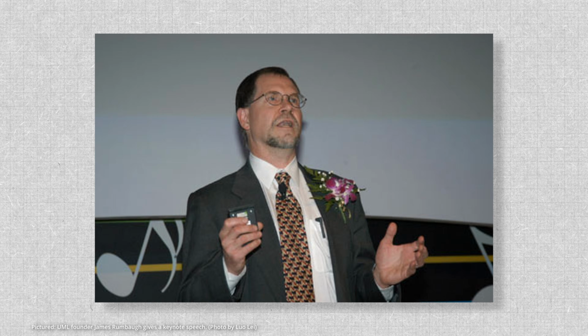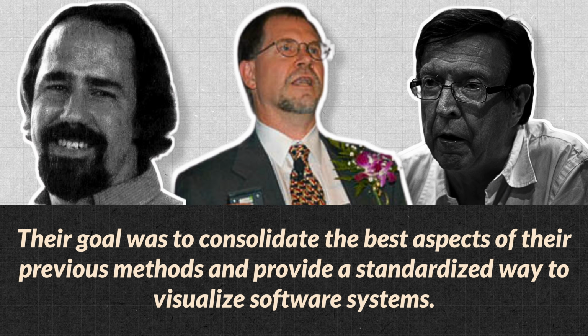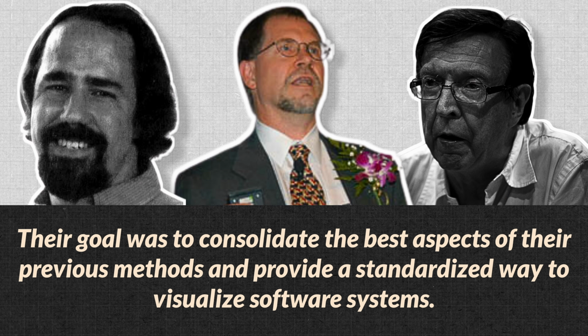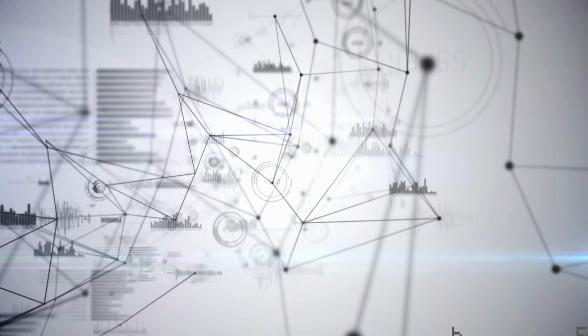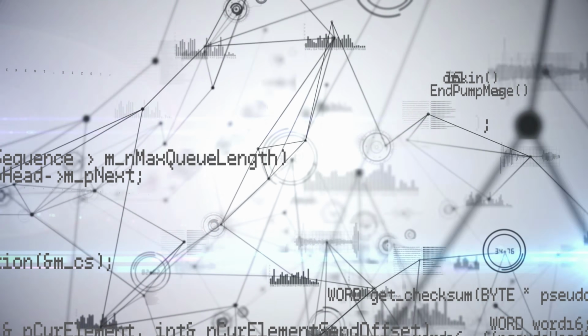This visual language wasn't just invented out of thin air. See, UML has a rich history rooted in the need for better ways to model and communicate software systems. In the 1990s, three leading figures in object-oriented modeling, Grady Booch, Ivar Jacobson, and James Rumbaugh, joined forces to create a unified modeling language. Their goal was to consolidate the best aspects of their previous methods and provide a standardized way to visualize software systems. From its origins in streamlined and object-oriented design, UML has evolved into a powerful language used in a wide range of industries and projects.